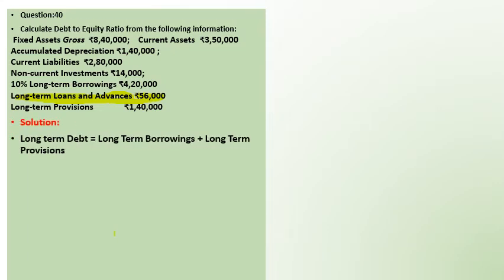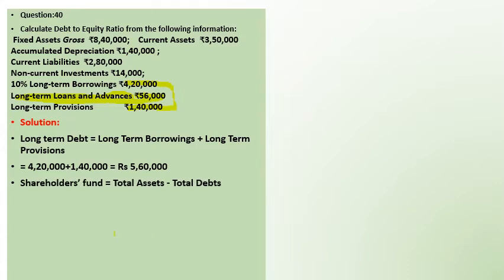Calculate debt equity ratio. Now we will have long-term debt is equal to long-term borrowings plus long-term provision, and we have long-term debt is equal to 4,20,000, that is your long-term borrowings, that is debenture. Now plus long-term provision 1,40,000, so 4,20,000 plus 1,40,000 will come 5,60,000. That is your long-term debt.